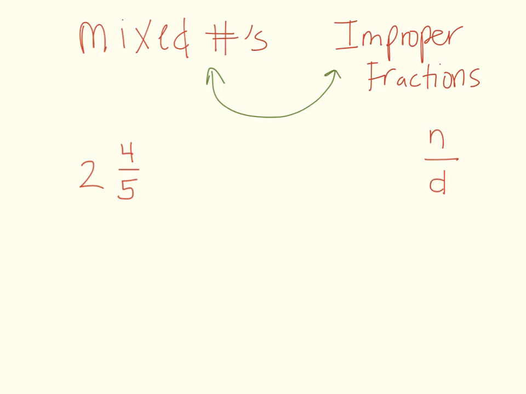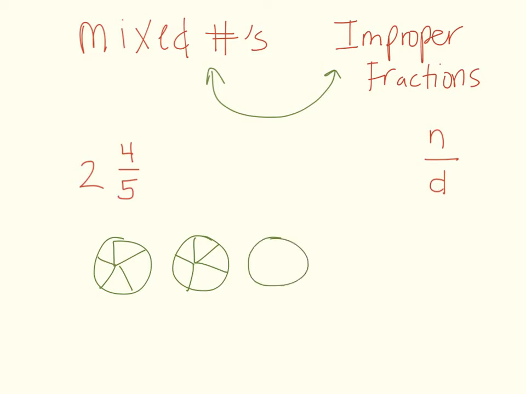So when we look at this, you could visualize it and say, okay, I know that part of my fifths aren't perfect. I know that 2 wholes is the same thing as 10/5, and then I have 4 extra pieces, like so. So I know that this equals 14/5. Now, that works sometimes if you're able to visualize it and say, okay, I can shade these all in and count them up, but it's not really the most realistic way to think about this.